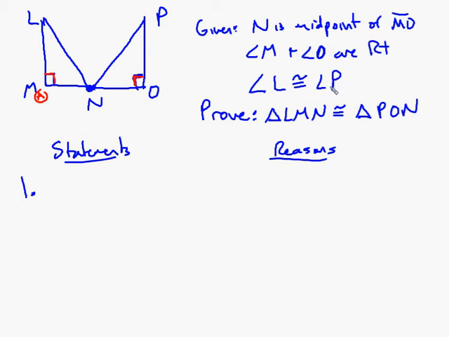So I'll have an angle. And I'm given that L is congruent to P. So I'll have another angle. Now I have N is a midpoint of MO, which means what about MN and NO? They're equal. So I have an angle, angle, and a side. So remember our options so far: side, side, side; side, angle, side; angle, side, angle; and angle, angle, side. Don't be making up one that we haven't talked about.